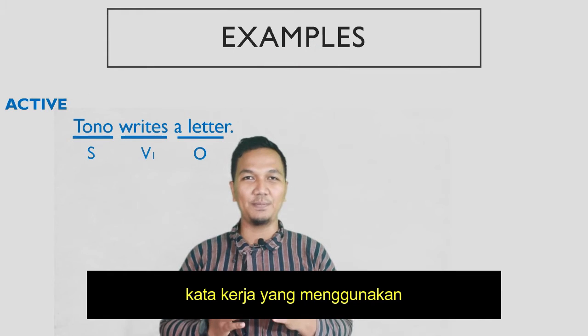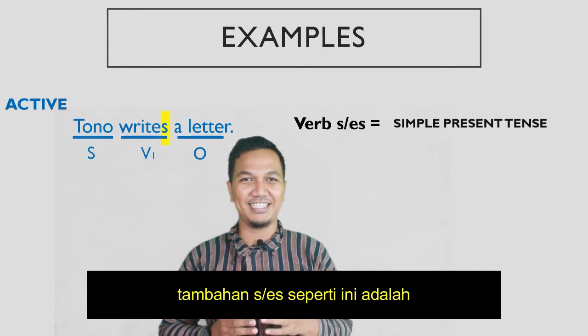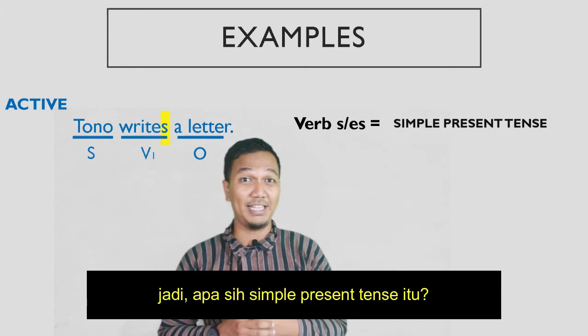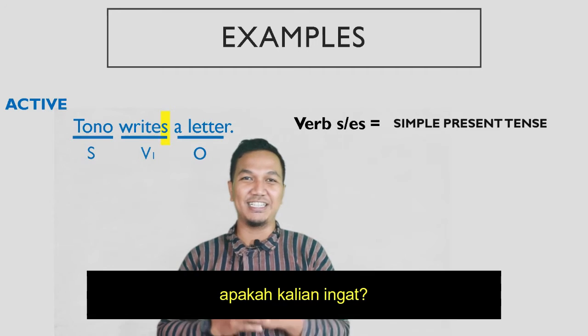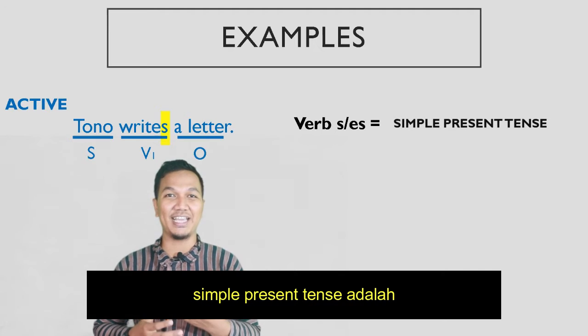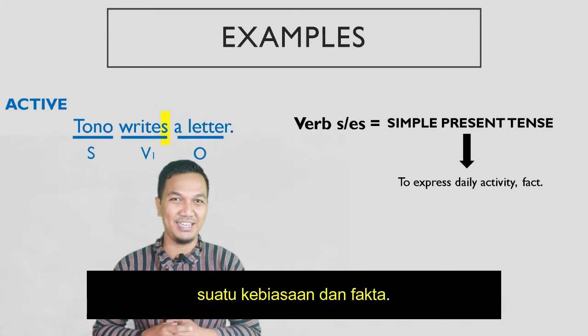Don't forget, a verb using s or es like this is simple present tense. So, what is simple present tense? Do you remember? The definition of simple present tense is to express the habitual and the fact.